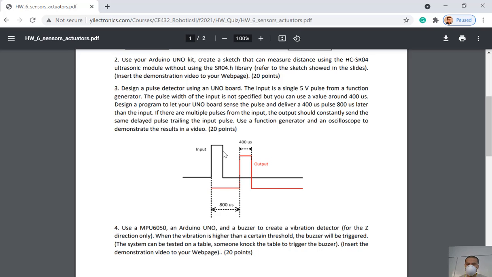And after that, you still have to reset it. So pulse means you have a high voltage, then a low voltage, right? Just a pulse. So every time the Arduino receives that input, it should generate that pulse after it with an 800 microsecond delay.